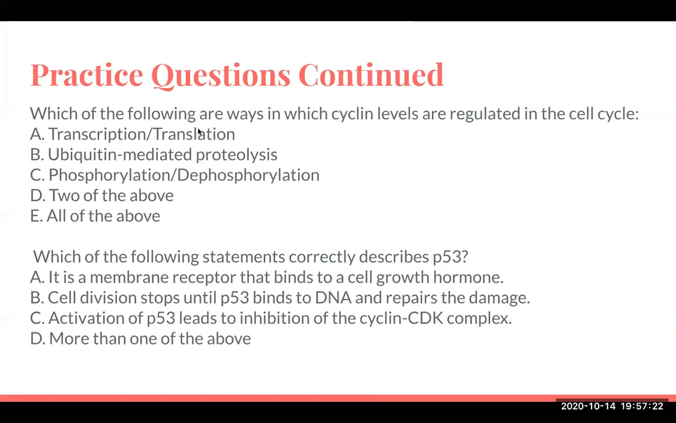So one person said AB, one person said D, which is pretty much the same thing. So the answer is two of the above are true, and the two that are true are transcription and translation and ubiquitin-mediated proteolysis. So the key concept here is that cyclins can only be regulated by making more or less of them. They're not inactivated. Cyclins themselves are not phosphorylated or dephosphorylated. That's a key idea.